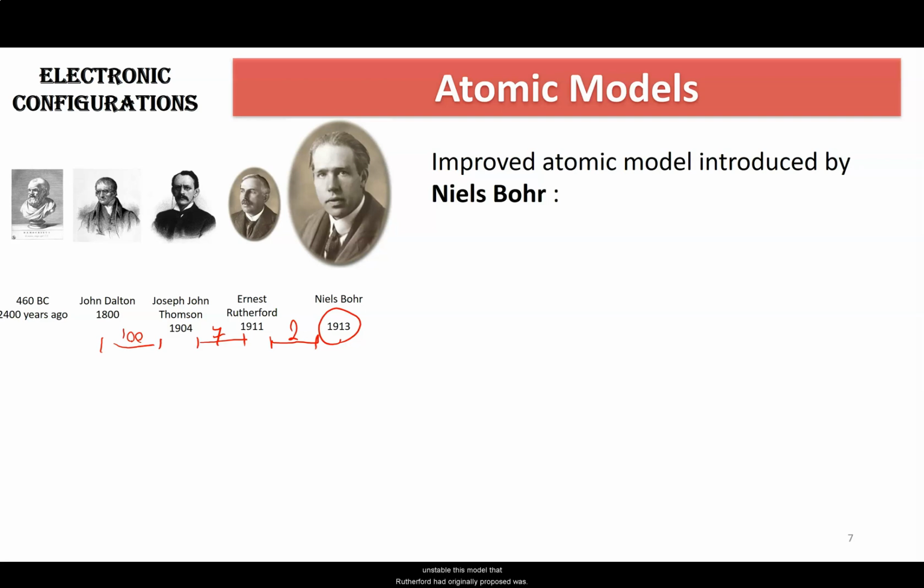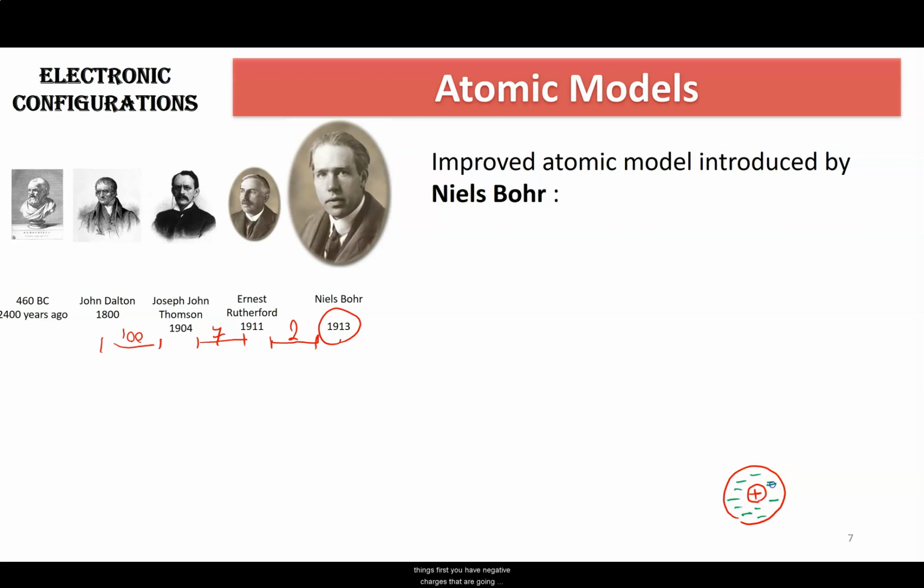This model that Rutherford had originally proposed was very unstable. Now, how unstable is that? Let me explain that for you. For example, let's say you have a positive core here, and you have these negative charges, which I'll draw in a different color, that exist in a planetary system like the sun and the planets around this core.